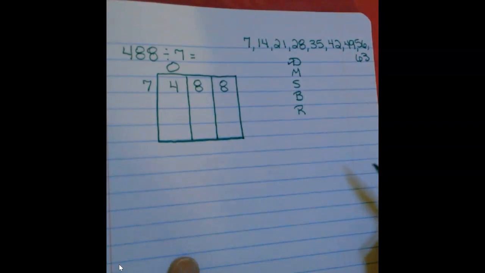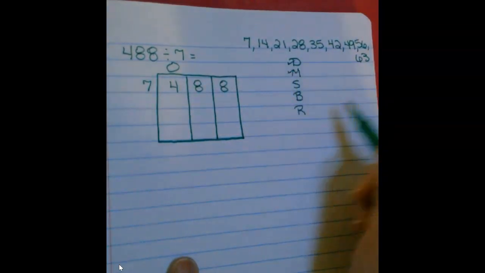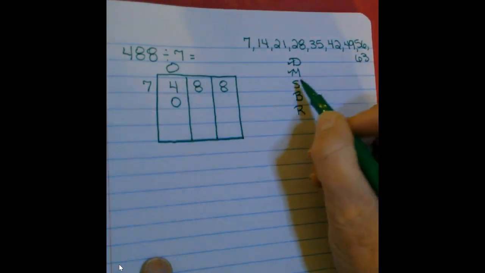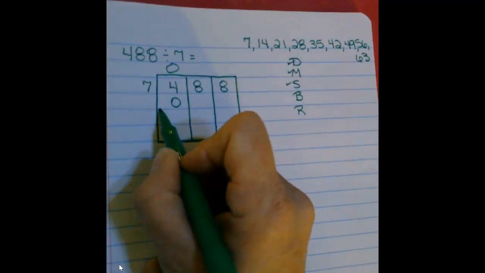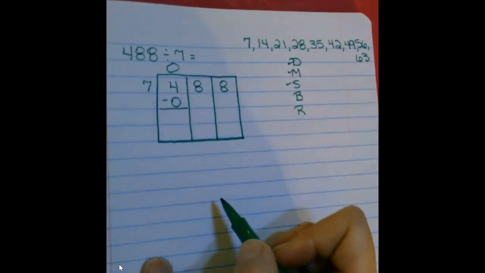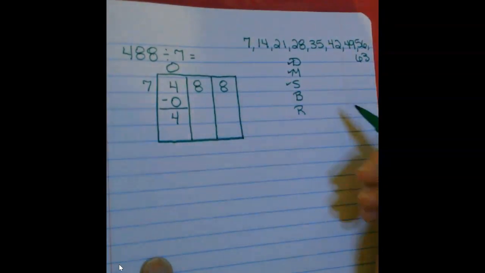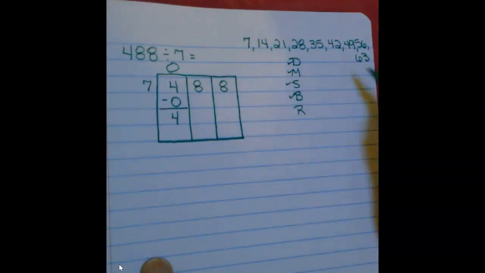Okay. Now, I'm still going to follow my steps. I'm going to have to multiply. So what is 0 times 7? It is going to be 0. Very good. Okay. Next, I'm going to subtract. 4 minus 0 is 4. Good. Okay. Now, what am I going to do with that 4?